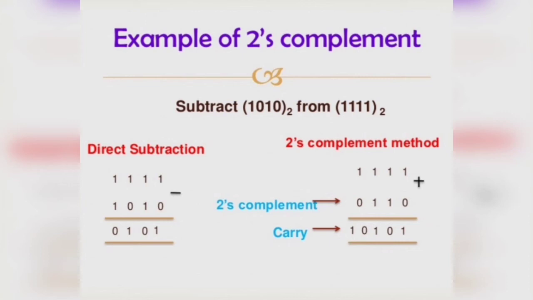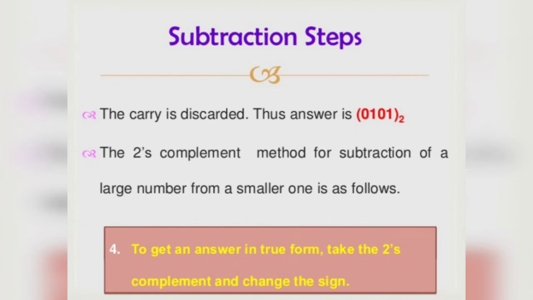Then we have to add both numbers. 1 plus 0 is 1, 1 plus 1 is 10. We have to write 0 as it is and take 1 as carry. That carry 1 plus 1 gives 10. We have to write 0 as it is and take 1 as carry. That 1 plus 1 becomes 10. The answer is 10101. Here we don't need to bring the carry, we have to write it as it is.